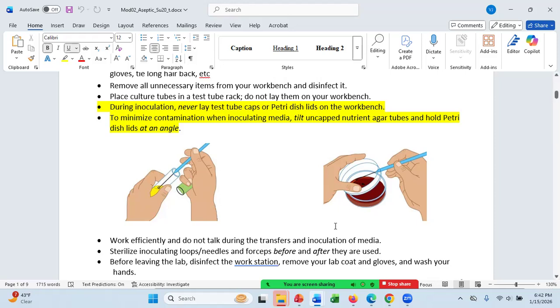You also want to disinfect the workstation beforehand so that there are no microorganisms on the counter. And then you need to sterilize the workstation at the end as well.